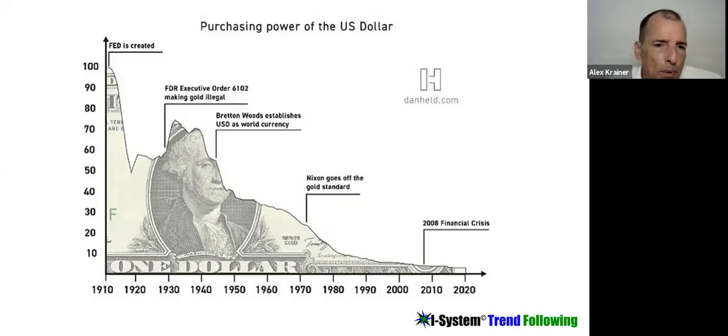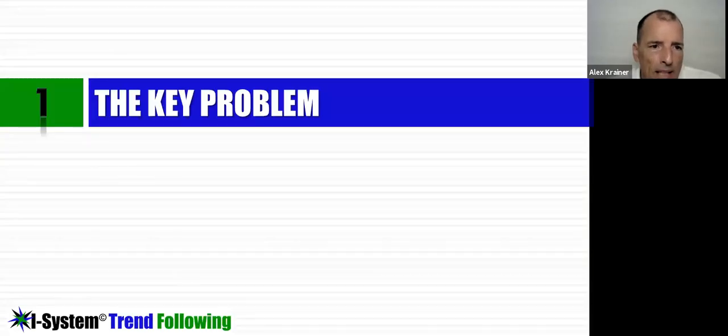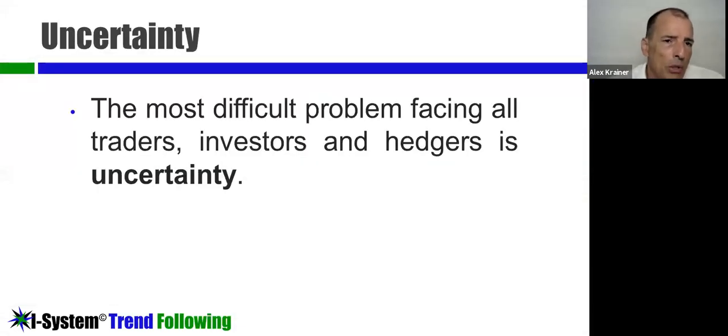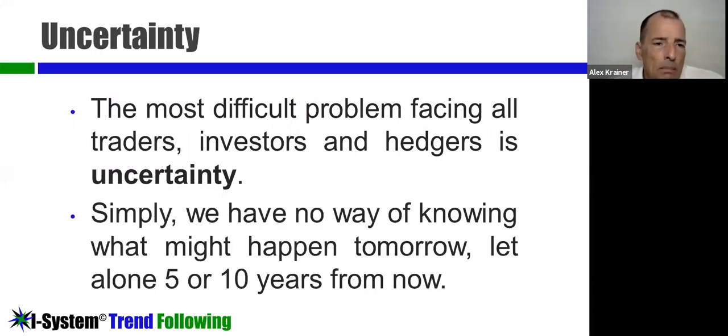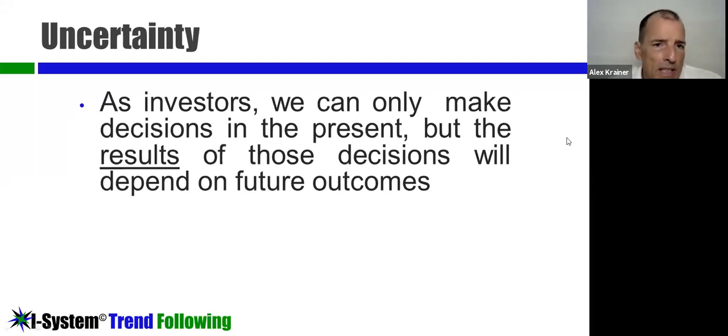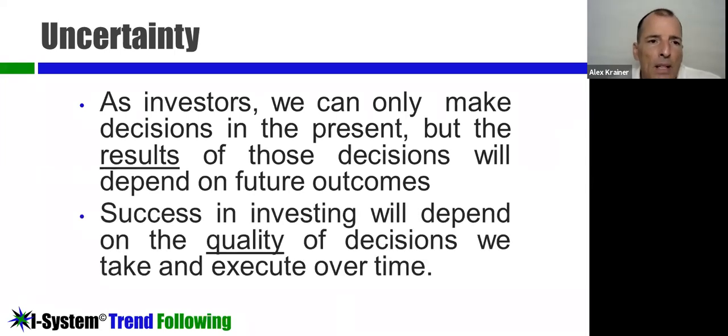So the biggest problem that we're dealing with when we are investing our money is uncertainty, which is the most difficult problem facing all traders, investors, and hedgers. Simply, uncertainty entails that we have no way of knowing what might happen tomorrow, let alone 5 or 10 years from now. As investors, we can only make our decisions in the present, but the results of those decisions will depend on future outcomes, which we don't know what they will be. Success in investing will depend on the quality of decisions we take and execute over time.